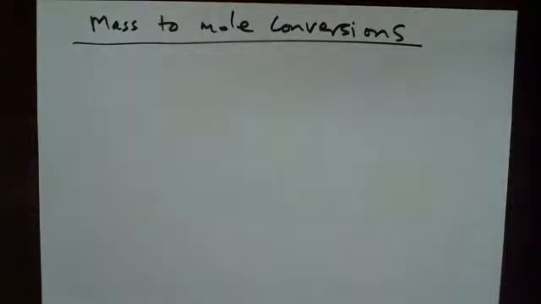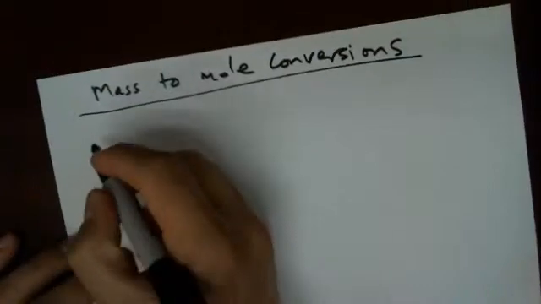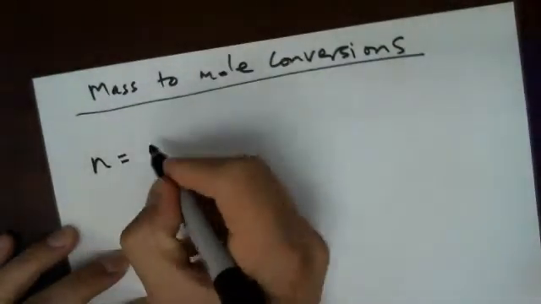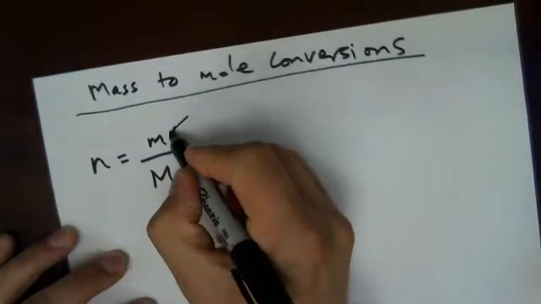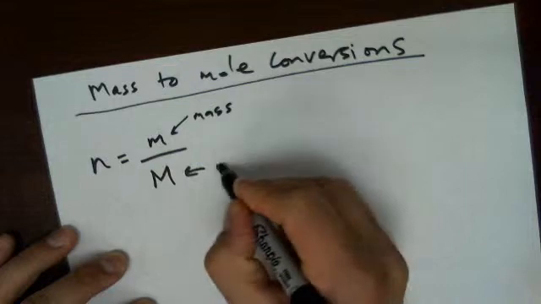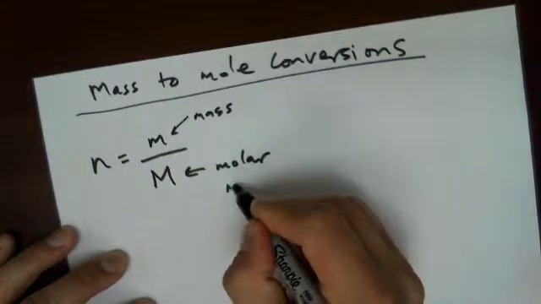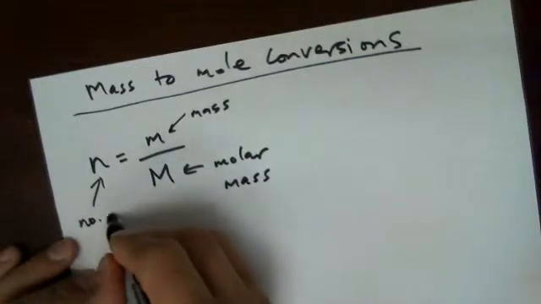So for this lesson, I'd like to discuss how to convert between mass and mole quantities. We basically always rely on this formula. The number of moles equals the mass divided by the molar mass. So this is mass, and this is molar mass, and this N is the number of moles.